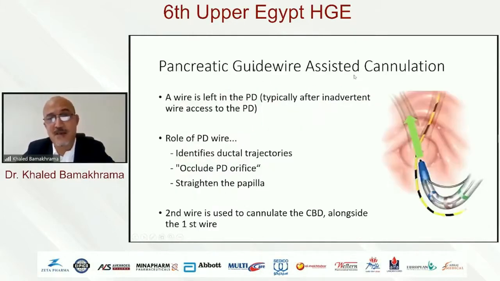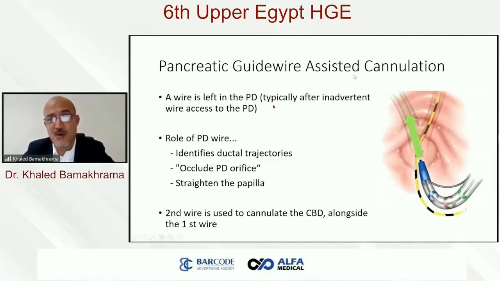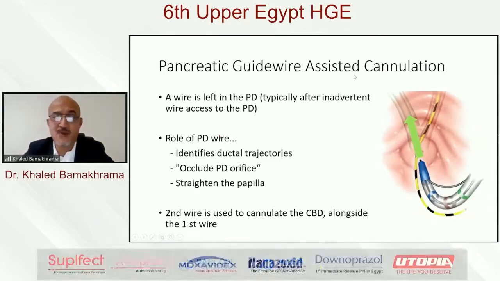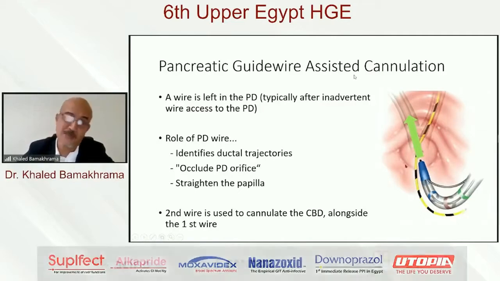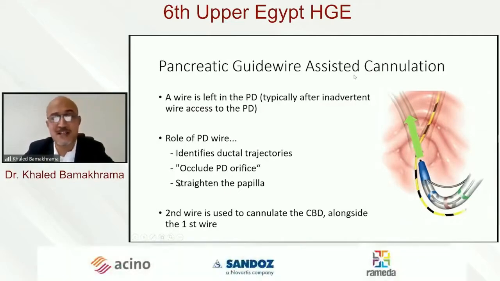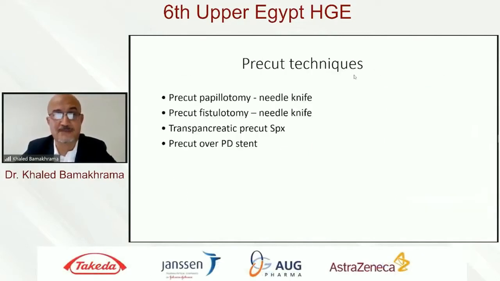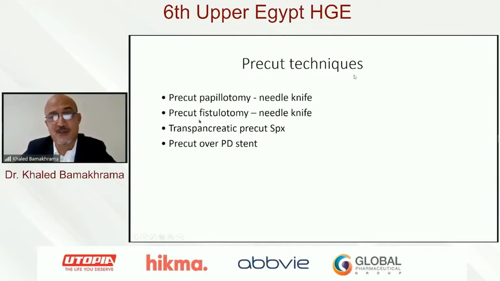Now, for pancreatic duct assisted cannulation, when you are cannulating and your wire goes to the pancreatic duct, leave it and then go with another wire to the common bile duct. That's the role of the pancreatic duct wire: to identify the ductal trajectory when you are cannulating. It occludes the pancreatic duct, which might give you some chance to go to the common bile duct. Another very important thing is that it will straighten the papilla, especially if there is tortuosity in the papilla.